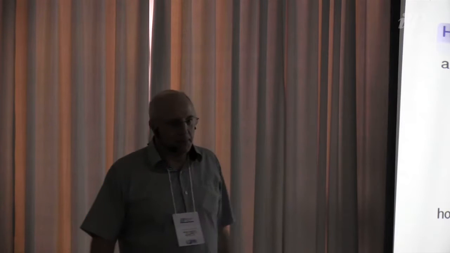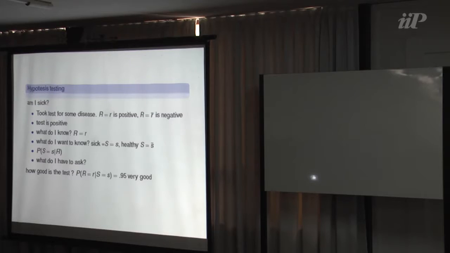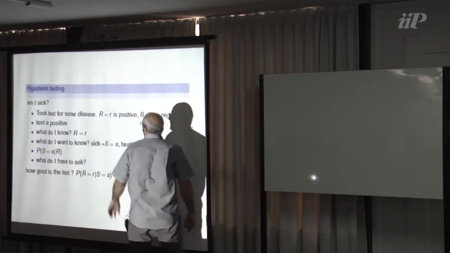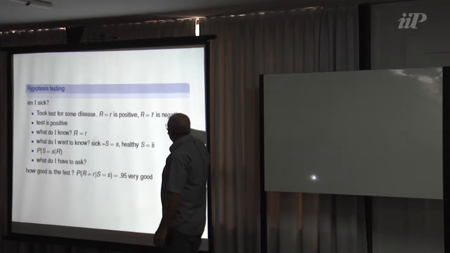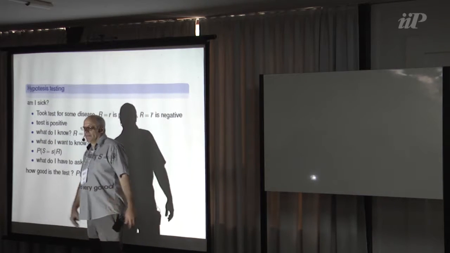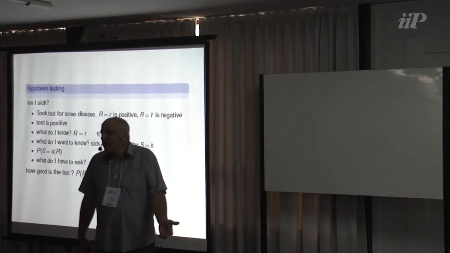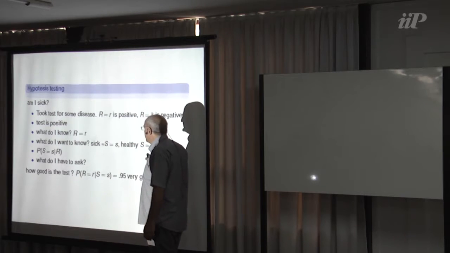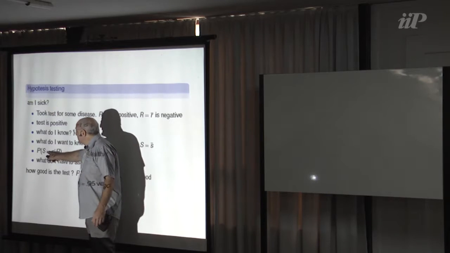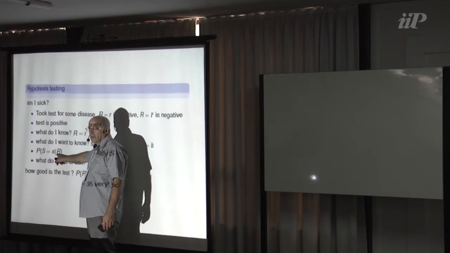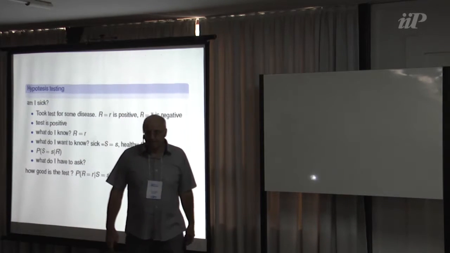This is very, very simple. But this is probably something that you know. I took a test for a disease, and I'm going to use the assertion capital R is little r if the test is positive, and it's R bar if it's negative. And the test was positive. What do I know? I know R. Do I know if I'm sick? That's what I want to know. I want to know if I'm sick or if I'm healthy. So what I want to do is to calculate what's the probability of being sick given on the condition that the test was R. Yes?